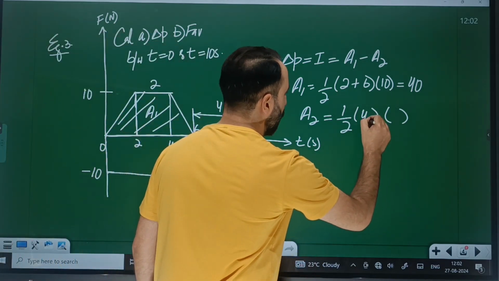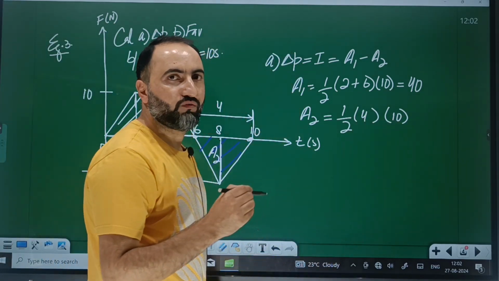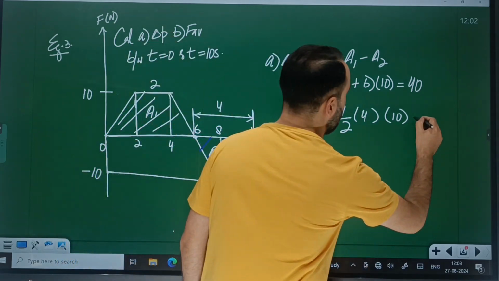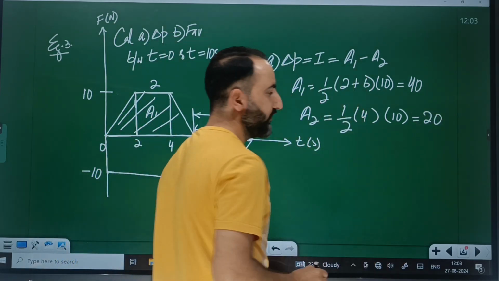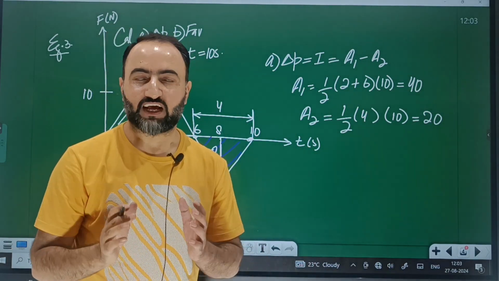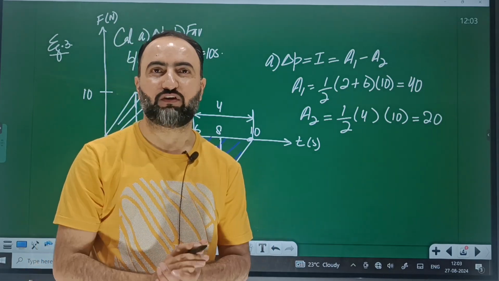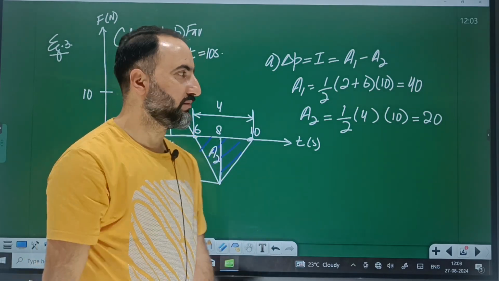So here I will write down 4 into 10. 4 10s are 40 divided by 2, that's equal to 20. So this comes out to be 20. Okay, so easily we can calculate the value of A1 and the value of A2. These are just basic examples.